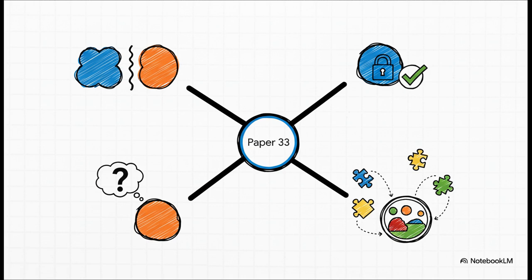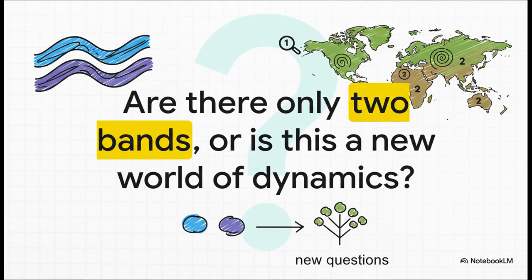And in doing all that, it takes years of prior research and organizes it into a single, cohesive, and really elegant framework. And of course, work like this just opens up even more thrilling questions. The next obvious step is to try and prove the Watson rigidity conjecture. But the bigger and maybe more exciting question is this: are there only 2 bands, or have we just discovered the first 2 elements of a whole new periodic table of dynamics?